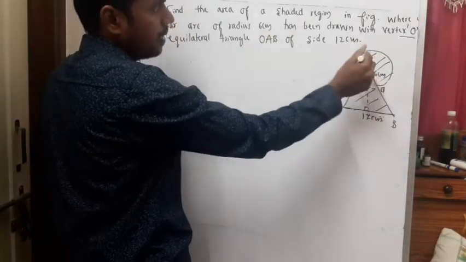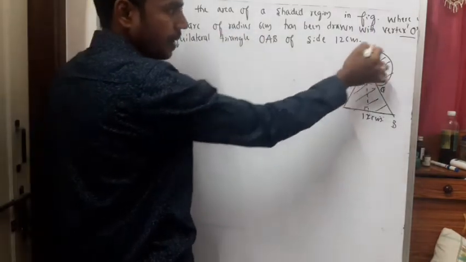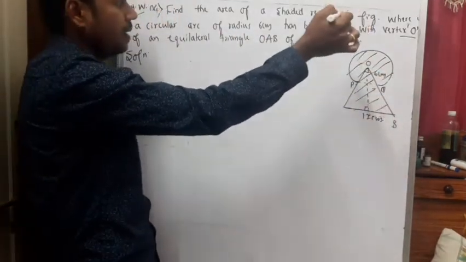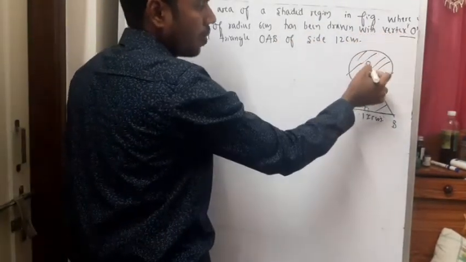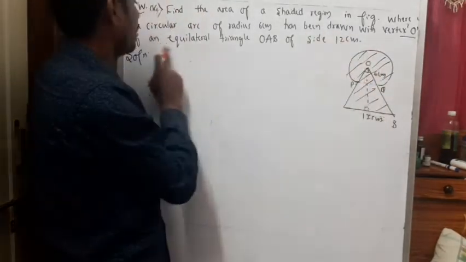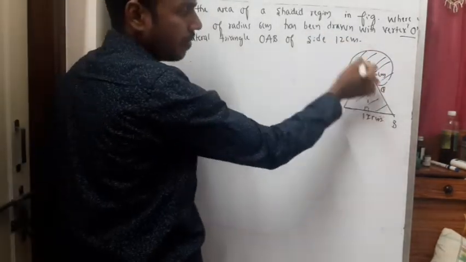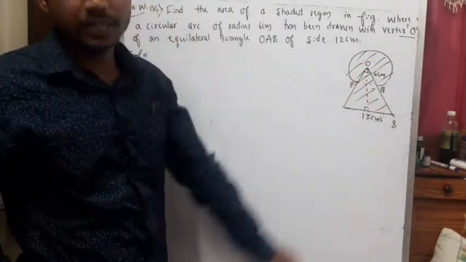This is the shaded region in the figure, where a circular arc of radius 6 centimeter has been drawn with vertex O. So O is the center of the circle, and it is a vertex of the equilateral triangle OAB. This is an equilateral triangle of side 12 centimeter. Then we need to find the area of the shaded region.